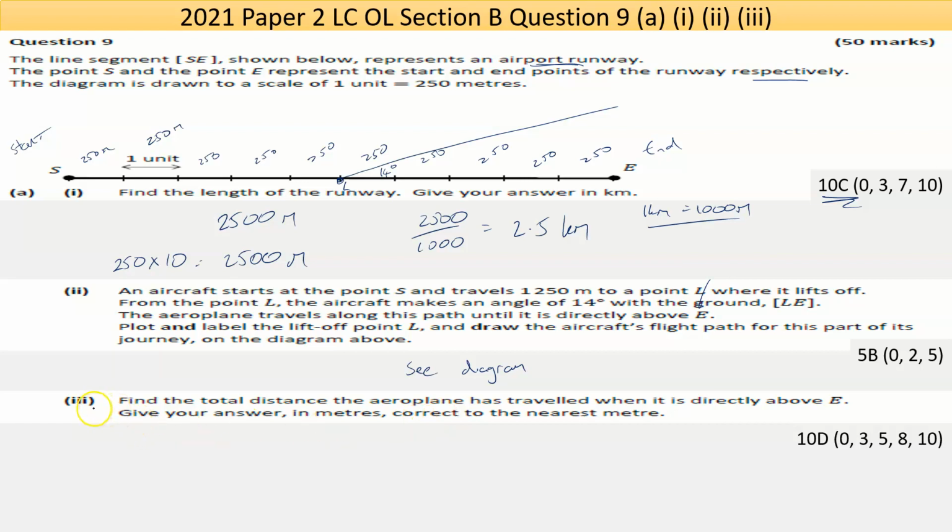Now, part A, part 3 says find the total distance the aeroplane has traveled when it is directly above E. So you see there, the plane's moving off. Here it's directly above E, so I can drop down a line, and I've basically made a right angle triangle. It's right angled there, with an angle of 14. Now this base here is 250, 500, 750, 1000, 1250. I'm being asked to find the total distance the airplane has traveled. That's this distance here.